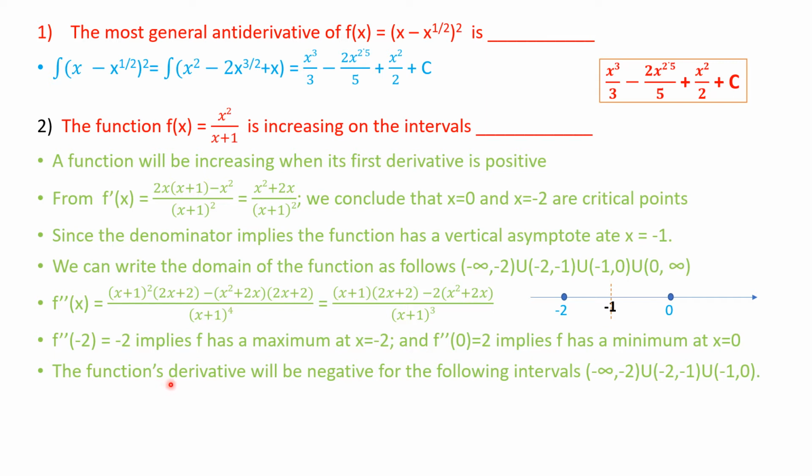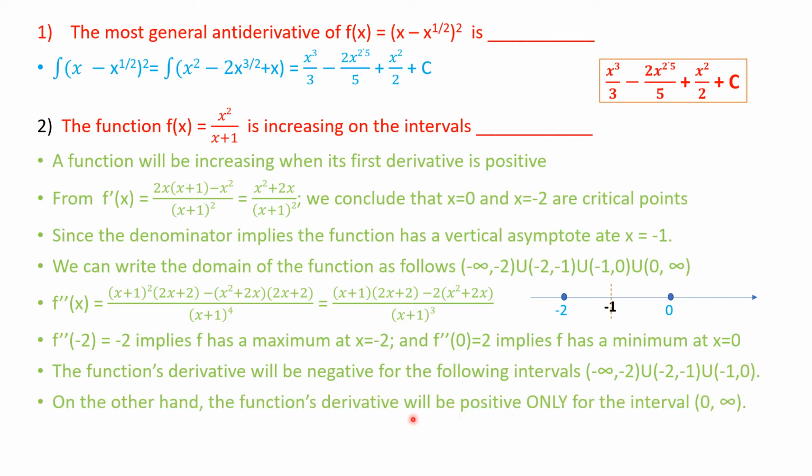The function's derivative will be negative for the following intervals: negative infinity to negative 2, union negative 2 to negative 1, union negative 1 to 0. On the other hand, the function's derivative will be positive only for the interval from 0 to infinity. So the answer is the interval from 0 to infinity.